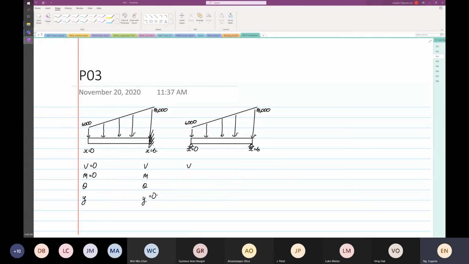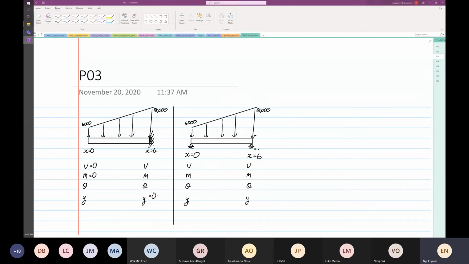So you have V, M, theta y, and you have V, M, theta y. So what is going to look different is this. Let me draw a line in the center so that you know that there are two separate configurations. Now what you see different is this: V at point A, or V at x is equal to 0. The other one is x equal to 6, right?